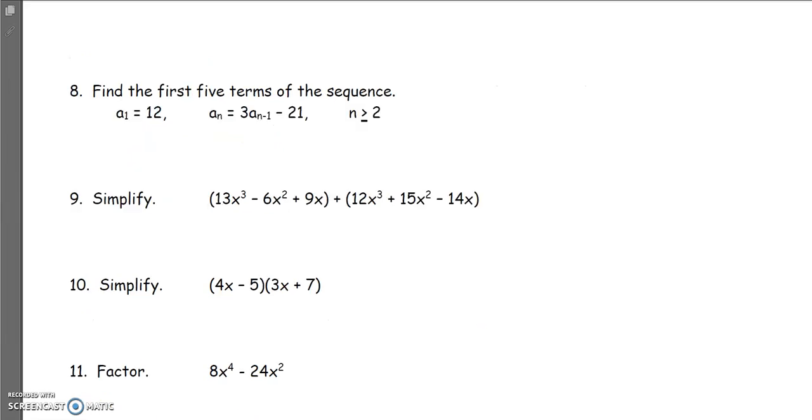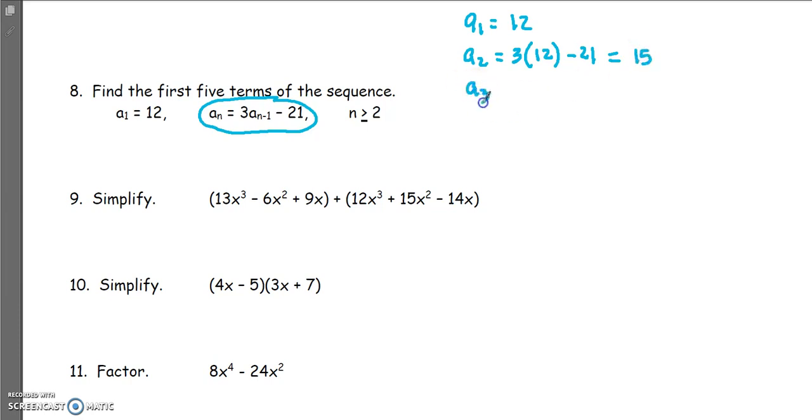Okay, number 8 says find the first 5 terms of the sequence. All right, well, they've given me the first term, and it is 12. So to find the second term, we're going to be using basically this formula, which is telling me 3 times my previous term minus 21. So I'm going to have 3 times my previous term, which is 12, and then minus 21. And when I solve that, I end up with 15.